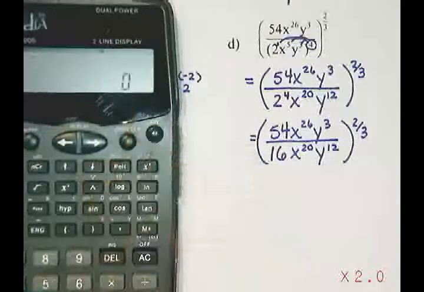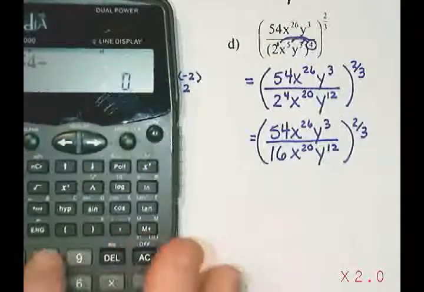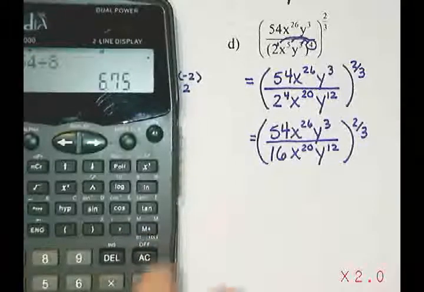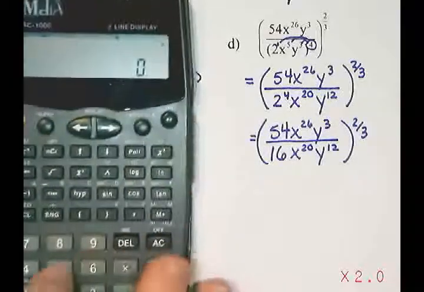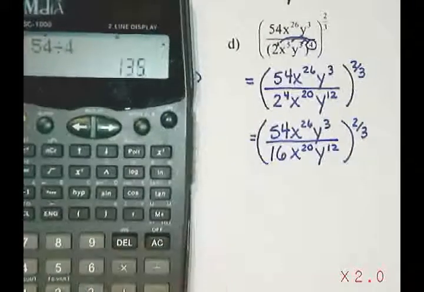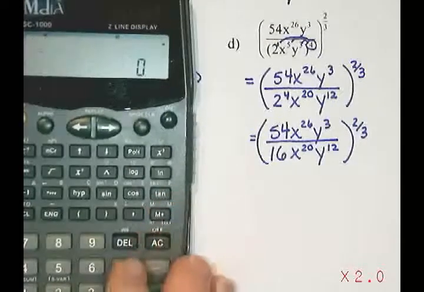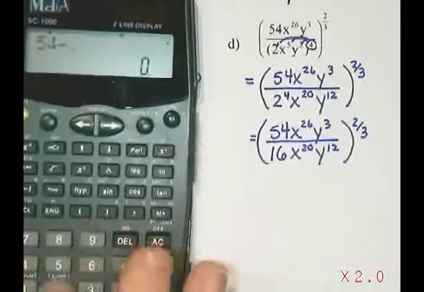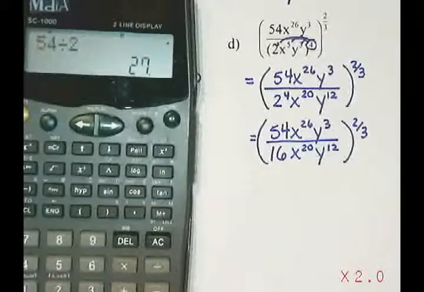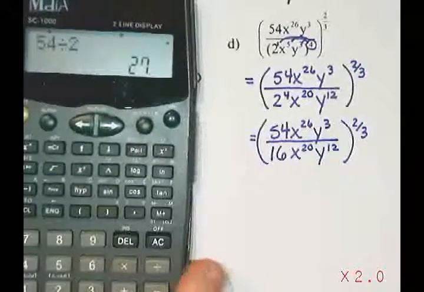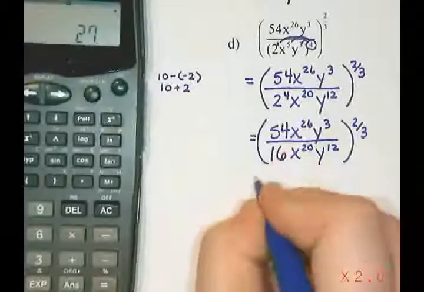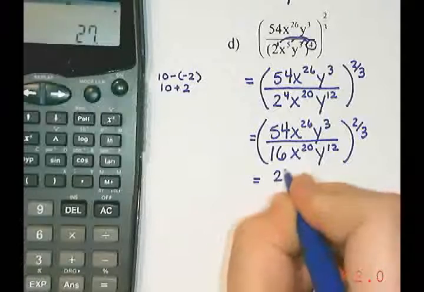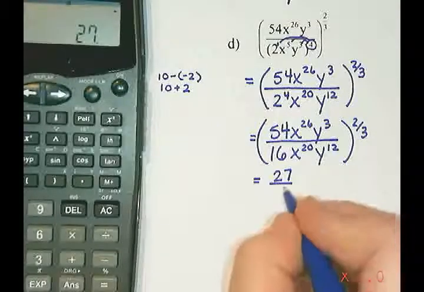I think maybe 8 will go into 54. Nope, not 8. What about 4? Nope. What about 2? All right, so 2 goes into 54, and it would also go into 16. That's going to leave me with 27 over, and 16 divided by 2 is 8.